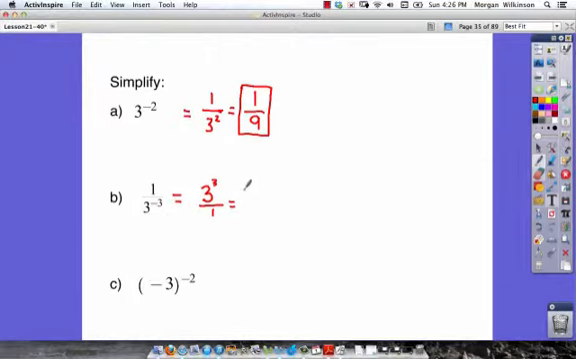Well, we know 3 to the third power is just 3 times 3 times 3, which is equal to 27. So we'd have 27 over 1, which is just 27. And we've got our next answer.